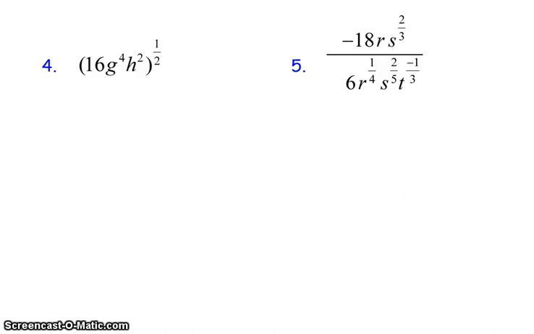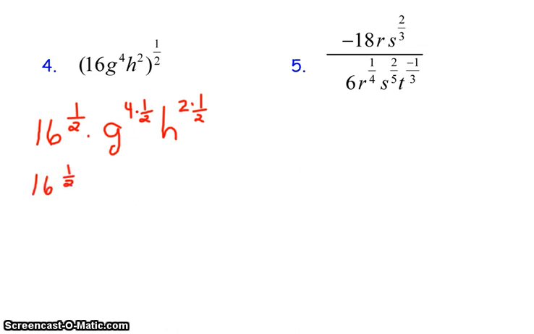Let's go ahead and take a look at number 4. We have this polynomial to the 1/2. Actually, it's a monomial, one term. So we're going to have 16 to the 1/2 times g to the 4 times 1/2, h to the 2 times 1/2. I'm kind of going through this step by step just to make sure you have that. So 16 to the 1/2, g to the 1/2, and h to the 1.